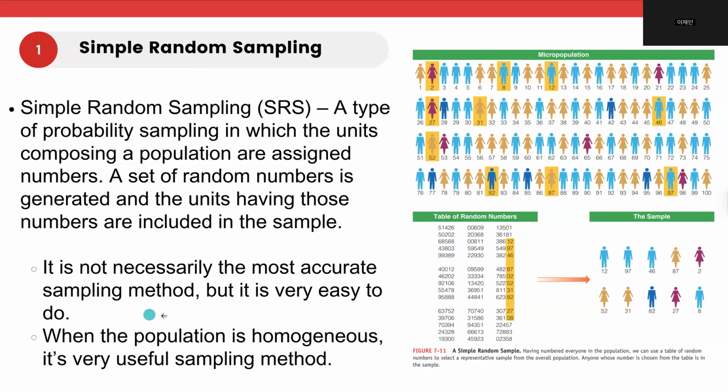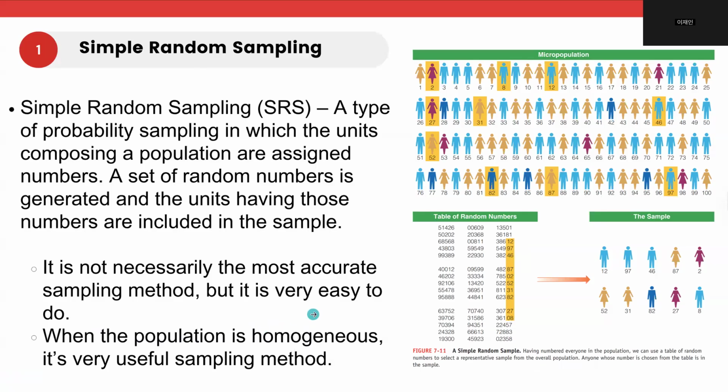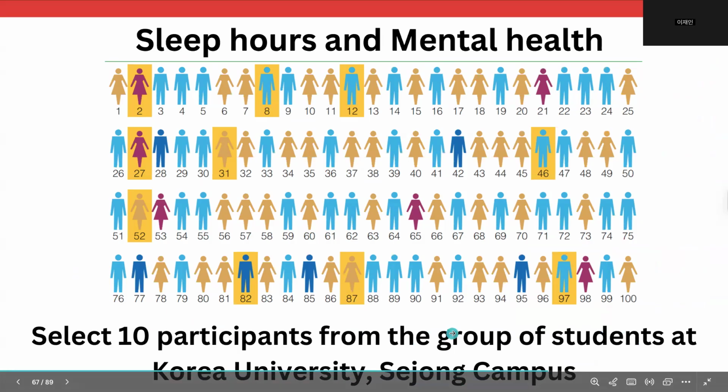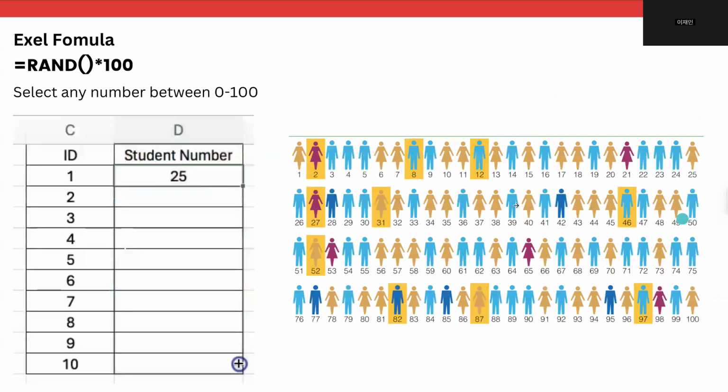When the population is homogeneous, this is very useful. But the reality is that people are not homogeneous. For example, for sleep hours and mental health, select 10 participants from the group of students on the Korea University campus. Out of 100, you choose the numbers of your preference, like 12, and then you select the sample. Maybe you can use Excel to set up the random numbers.